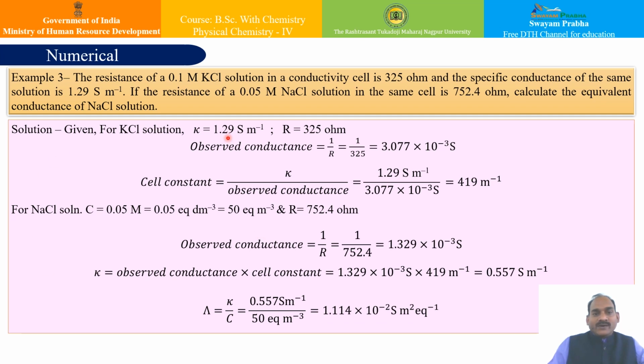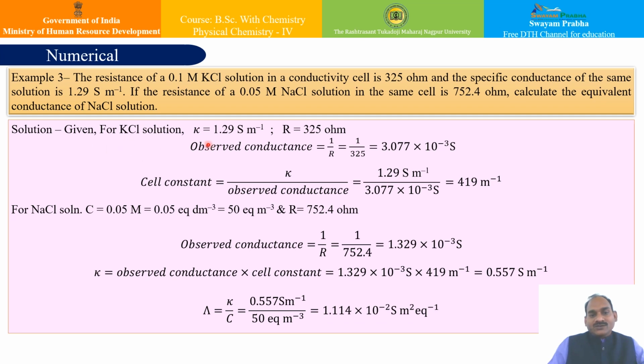The resistance of 0.1 molar KCl solution in a conductivity cell is 325 ohm, and the specific conductance of the same solution is 1.29 Siemens per meter. If the resistance of 0.05 molar NaCl solution in the same cell is 752.4 ohms, calculate the equivalent conductance of NaCl solution. See what is given here. We have been provided with the values.